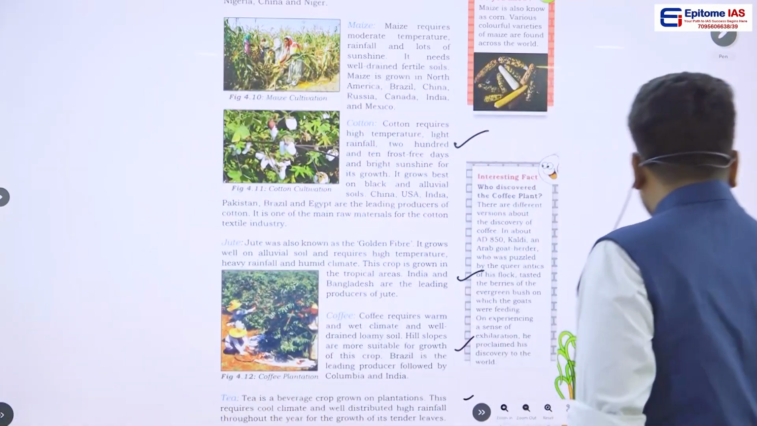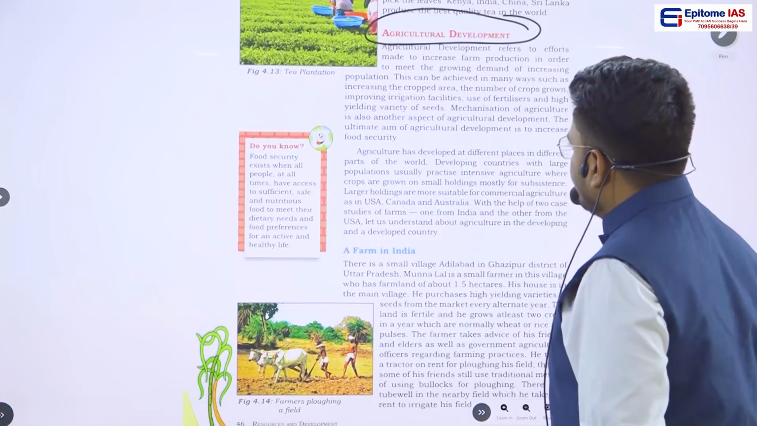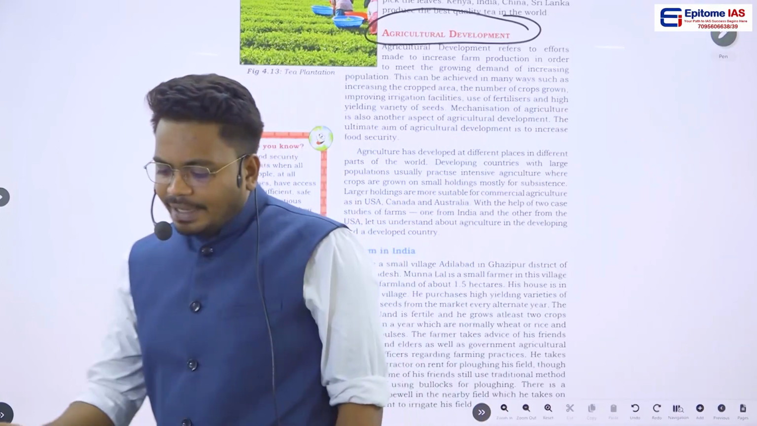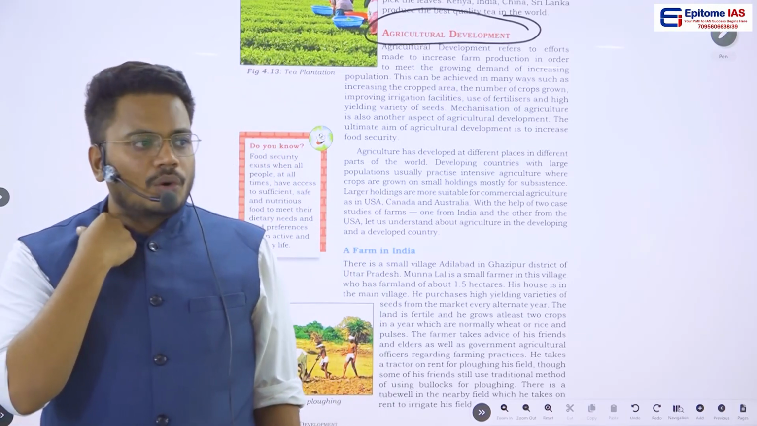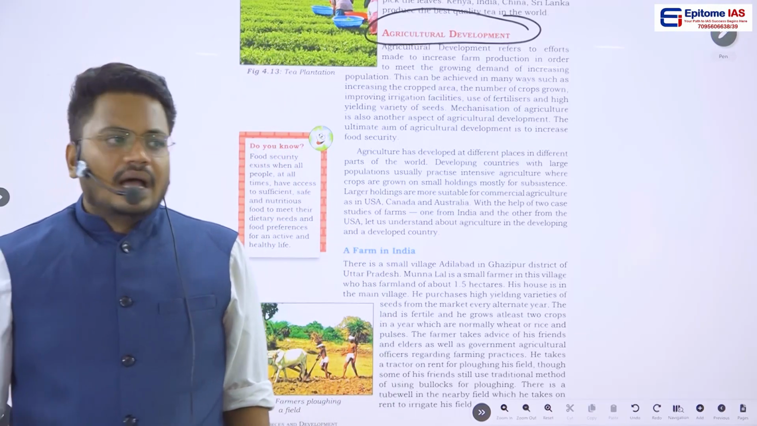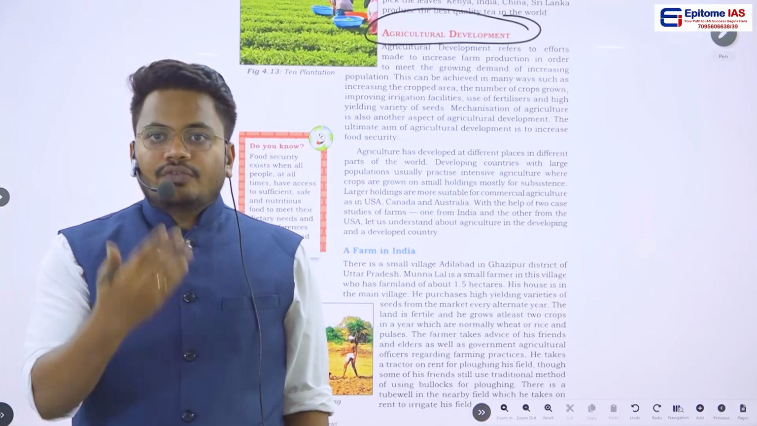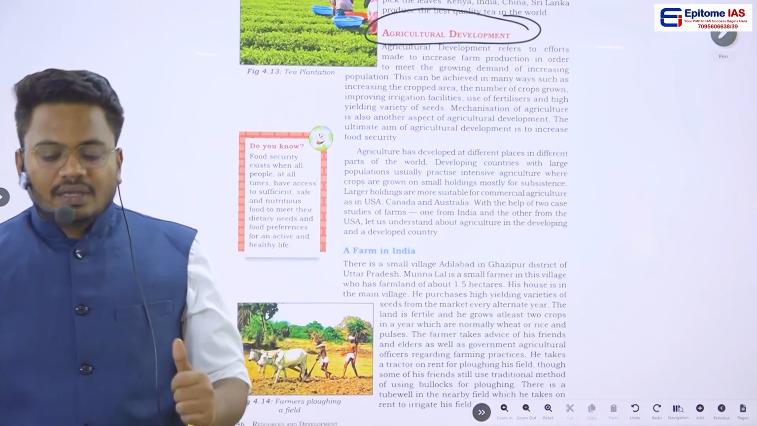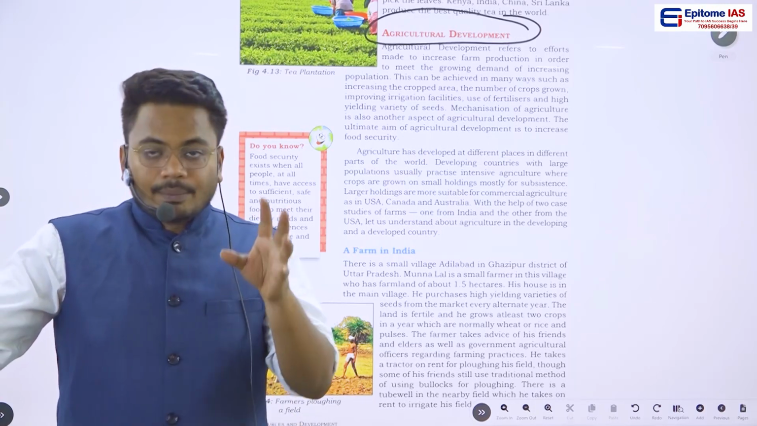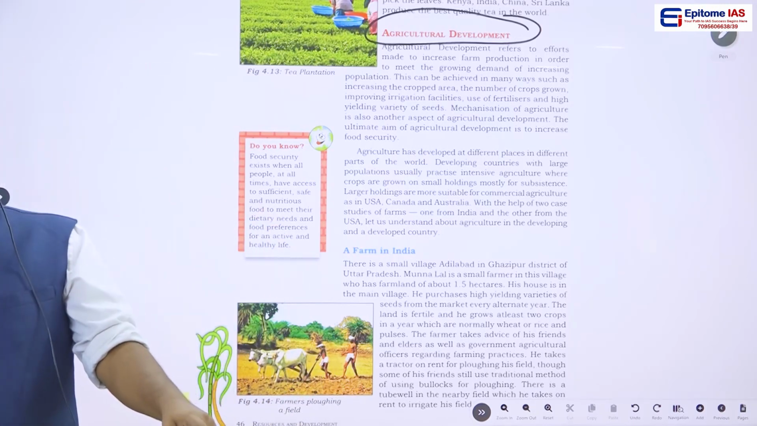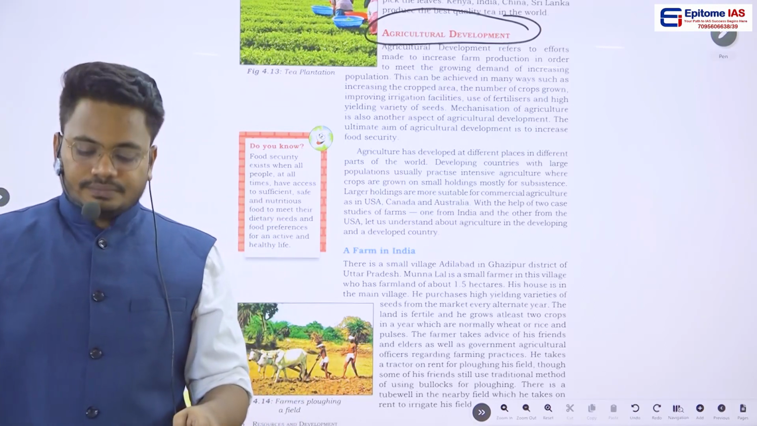Okay, now here we should understand what is meant by agricultural development. The ultimate aim of agricultural development is to increase food security. How can this be done? By increasing farm production. In what ways can we increase farm production? Point number 1, by increasing the cropped area. Point number 2, by increasing the number of crops we grow. Point number 3, by improving irrigation facilities.